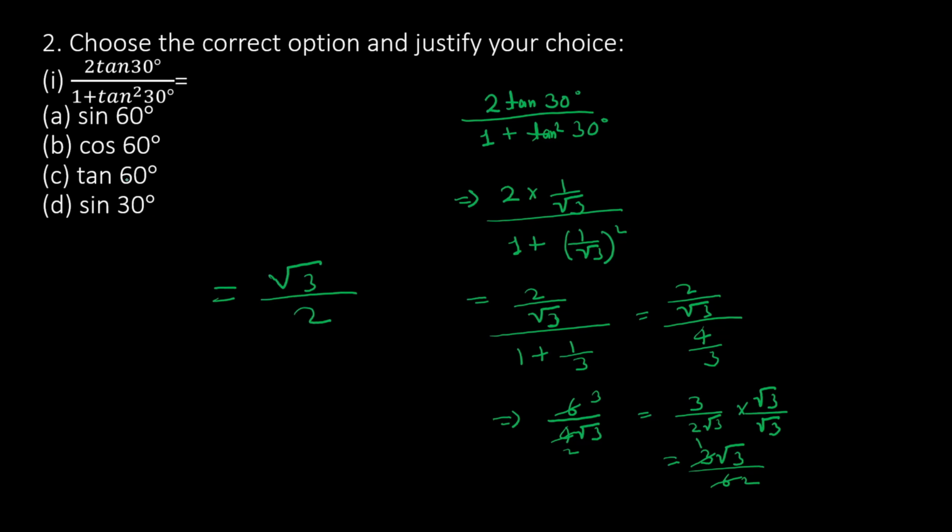So in the following options, whose value is root 3 by 2? If you remember the table, you can easily say it is sine 60 degree. So this one is correct.